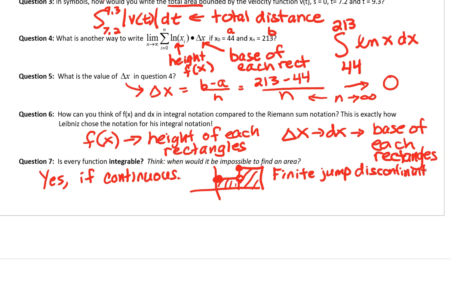You could still divide it into separate integrals or rectangles. Even a removable discontinuity, a hole in the graph, you could still put rectangles surrounding that hole in the graph, but an infinite discontinuity would be a deal breaker. No integral for us. Infinite discontinuity can cause trouble.